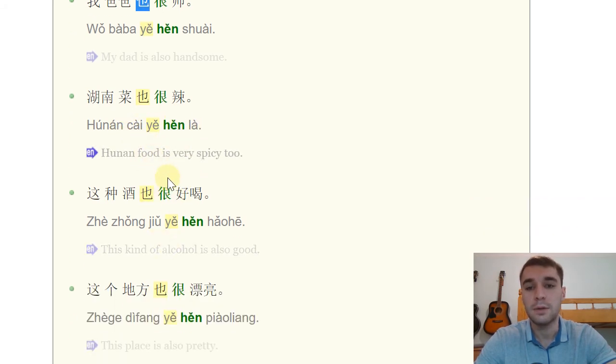Hunan菜 means Hunan food. 这种酒也很好吃. 种 means kind. 这种 this kind of alcohol. 酒, so this is our subject. 好吃 means it is good. Not 吃, 好喝. So it is good. 好吃 means good when you eat something. 好喝 it's good when you drink it. Because 喝 means drink, 吃 means eat.